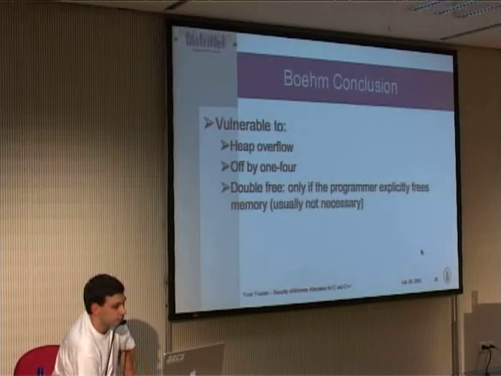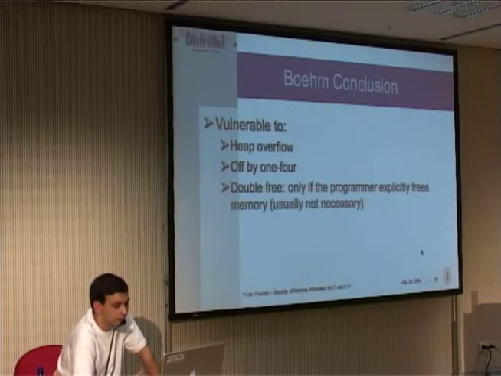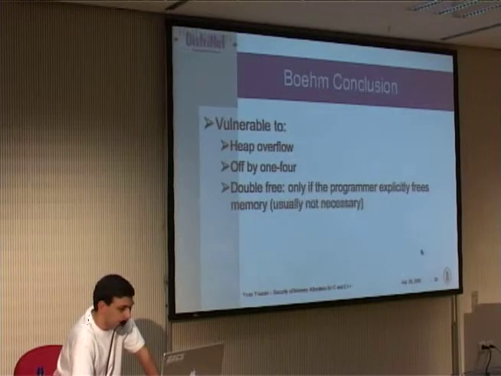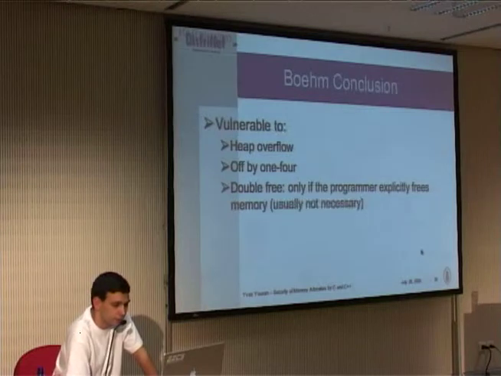So our conclusion for Böhm's garbage collector is that it's vulnerable to heap overflows, and generally this heap overflow is just an off by 1 to a maximum off by 4. And a double free is also possible if the programmer explicitly frees memory, which it shouldn't do, but then again, it shouldn't have any overflows either.